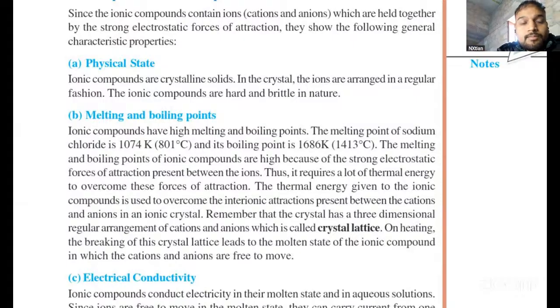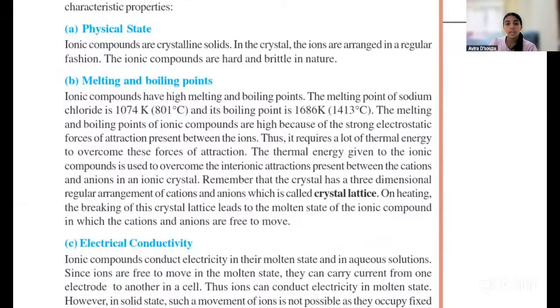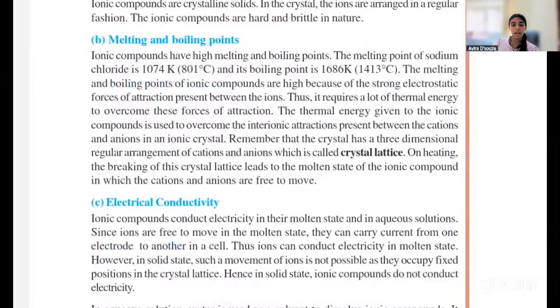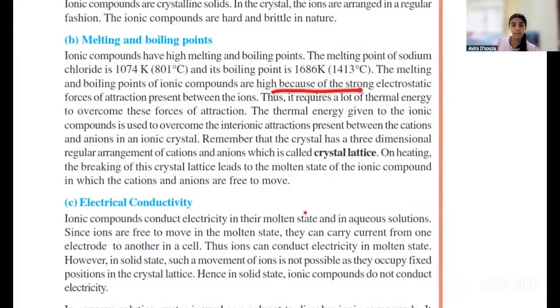Next part. Melting and boiling points. Ionic compounds have high melting and boiling points. The melting point of sodium chloride is 1074 Kelvin, 801 Celsius, and its boiling point is 1686 Kelvin, 1413 Celsius. The melting and boiling points of ionic compounds are high because of the strong electrostatic forces of attraction present between the ions. Thus, it requires a lot of thermal energy to overcome the forces of attraction.